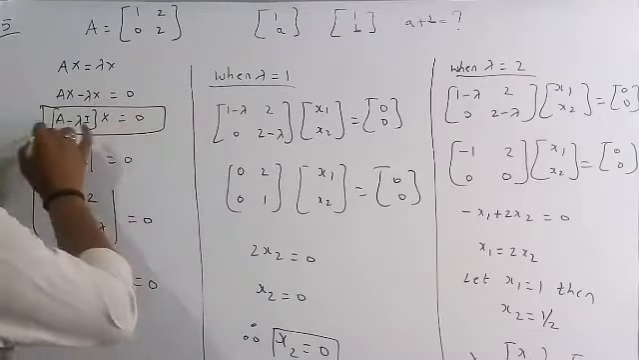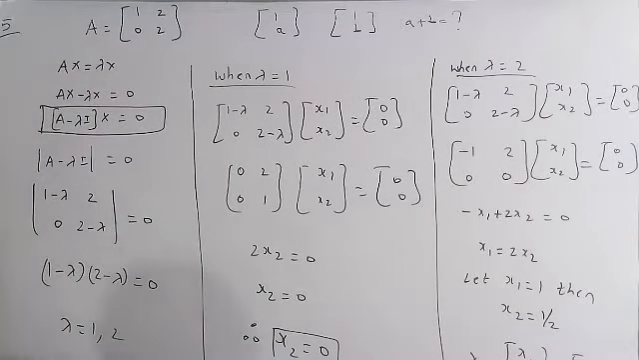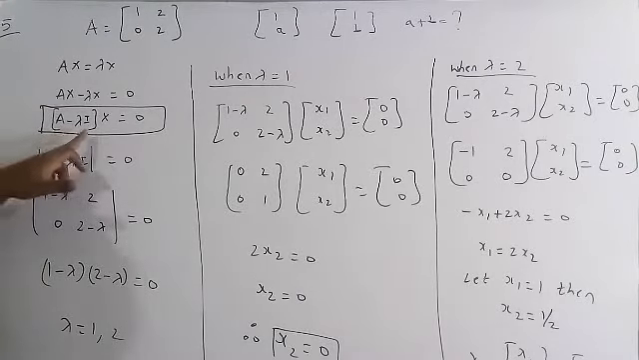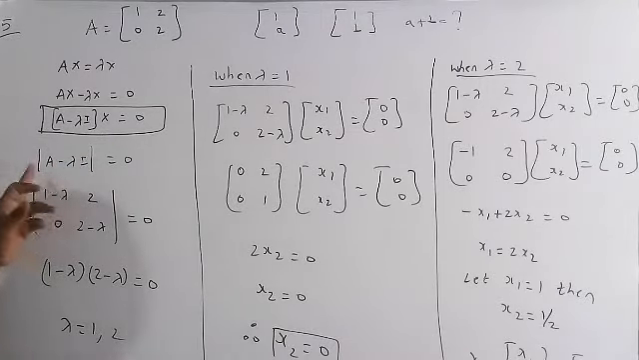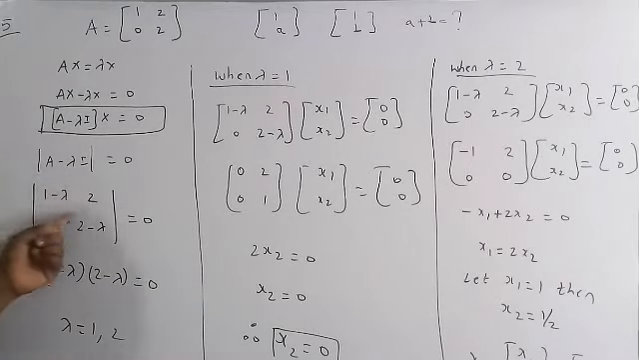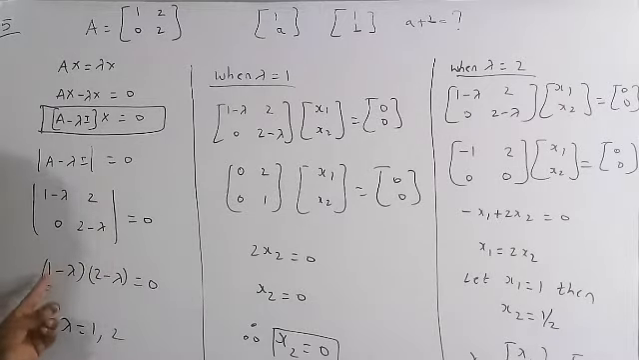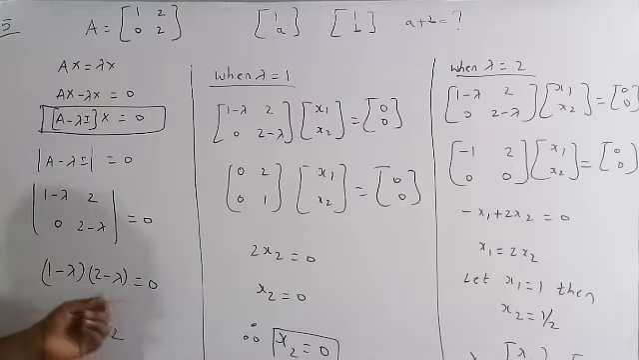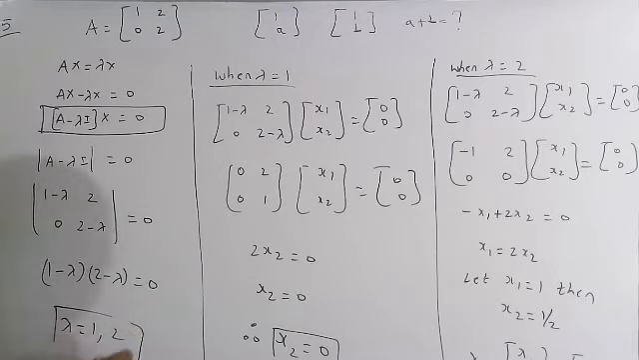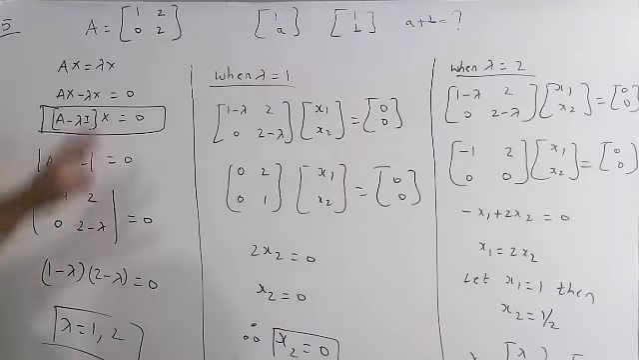For this equation we are going to find the characteristic values and the eigenvectors, meaning eigenvalues and eigenvectors. In order to figure out the eigenvalues, we need to set the determinant of the matrix A minus lambda I equal to 0. If you find the determinant, we get the eigenvalues. So A minus lambda I is the matrix 1 minus lambda, 2, 0, 2 minus lambda, equal to 0. If you find the determinant, 1 minus lambda into 2 minus lambda is equal to 0. Therefore lambda is equal to 1 and 2. So 1 and 2 are the eigenvalues of this matrix A.